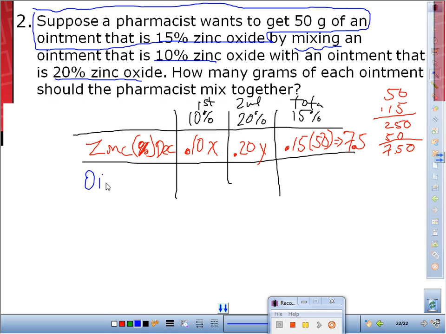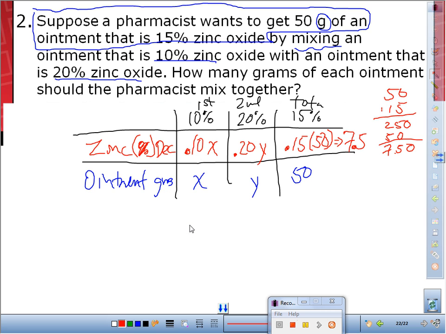And we're talking about ointment. For this line right here, we're going to look at grams. So we're going to focus on grams. Did we know how many grams they went for the first one? No. So we label it X. Grams for the second? No. This is Y. And the total grams are 50. And from there, we know what to do.